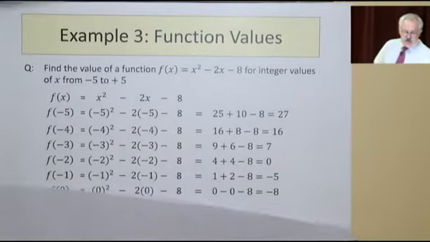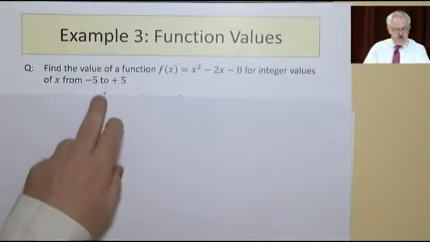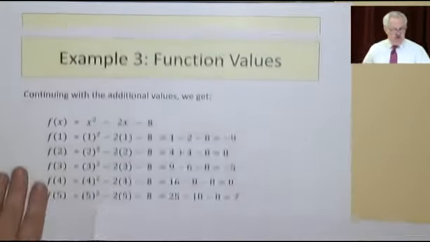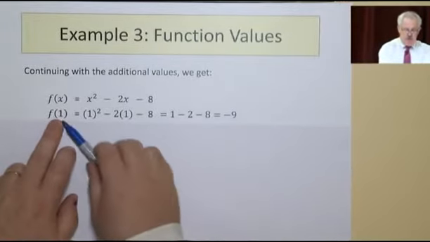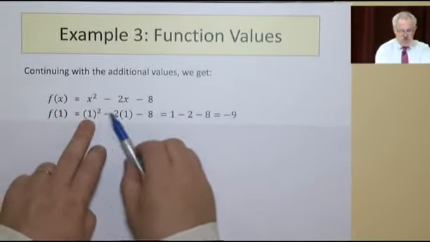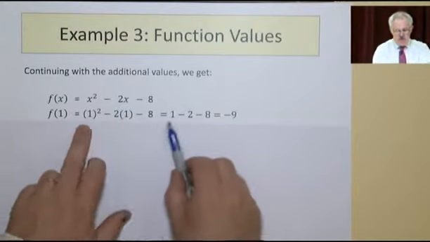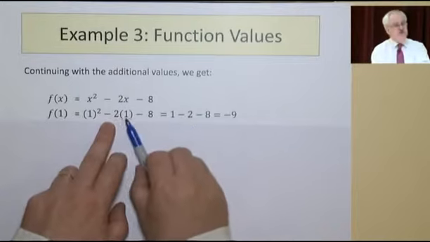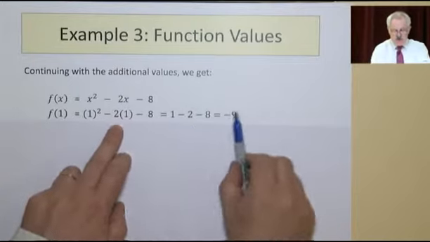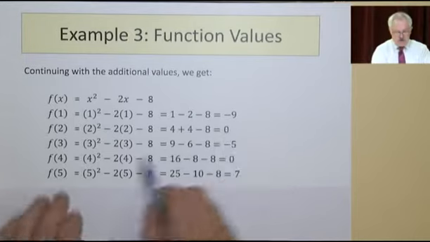On the next page, we just continue with the question because it said from minus 5 to plus 5. And we just plug in positive values of x. Here's f(1). Everywhere we see an x, we put in 1. So in this case, 1 squared is 1. Minus 2 times 1 is minus 2, because minus by plus is minus. Minus 8 is minus 8. All the way, minus 9.